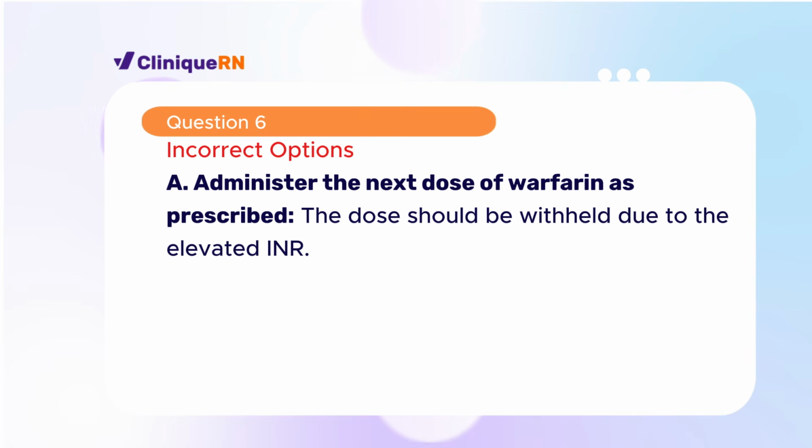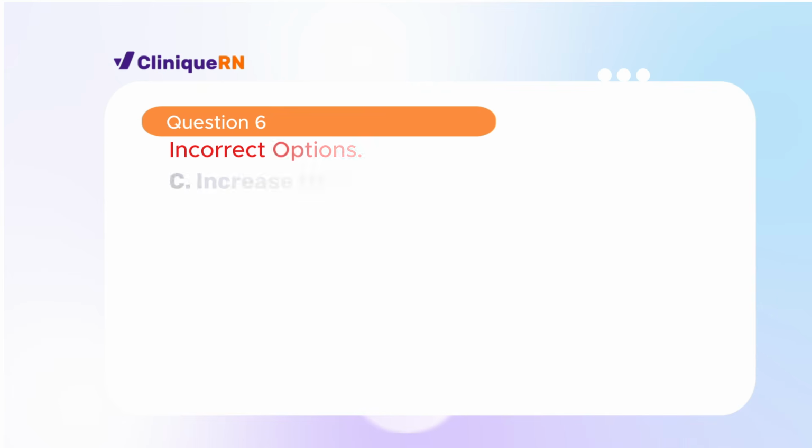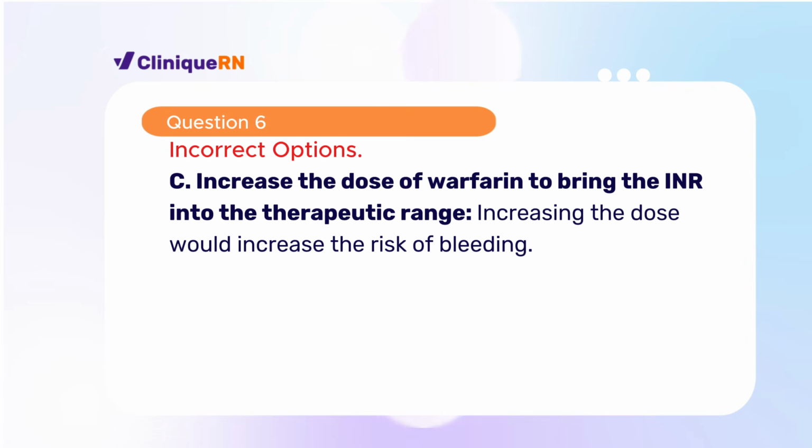Rationale for incorrect answers. A. Administer the next dose of warfarin as prescribed. The dose should be withheld due to the elevated INR. C. Increase the dose of warfarin to bring the INR into the therapeutic range. Increasing the dose would increase the risk of bleeding.